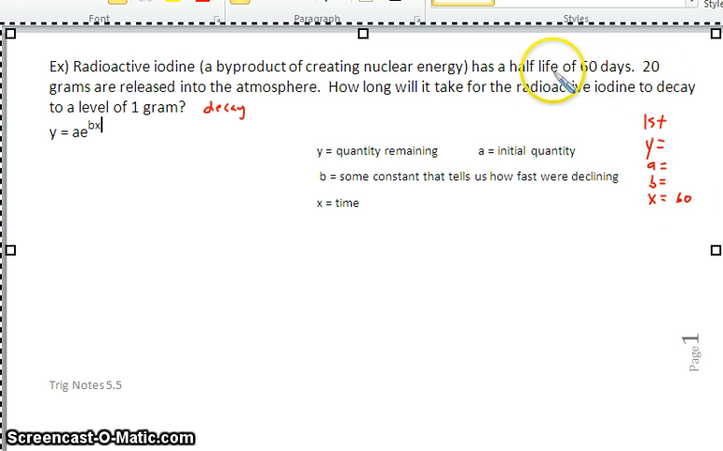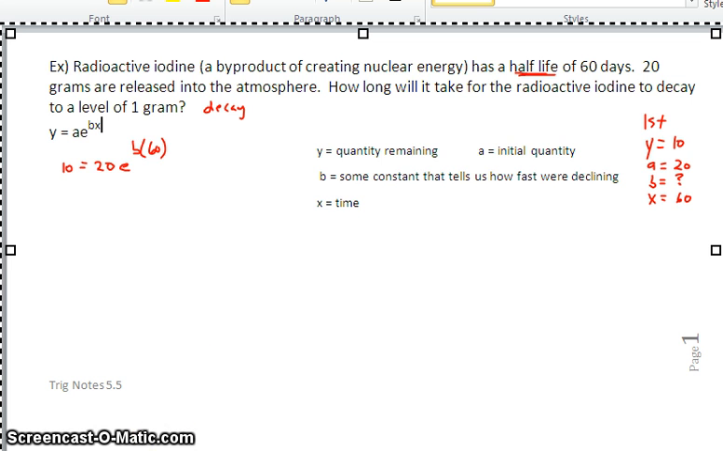So time is 60. I have 20 grams that are released into the atmosphere, so that's what I start with. And because we're dealing with a half-life problem, if I start with 20, half of that in 60 days would be 10. So I have to actually calculate what the half-life would be. So again, this would have to be half. And then finally, I can find how fast it's decaying, and that's what I'm trying to find, the B. So let's plug that into my formula. 10 equals 20 E raised to the B times 60.